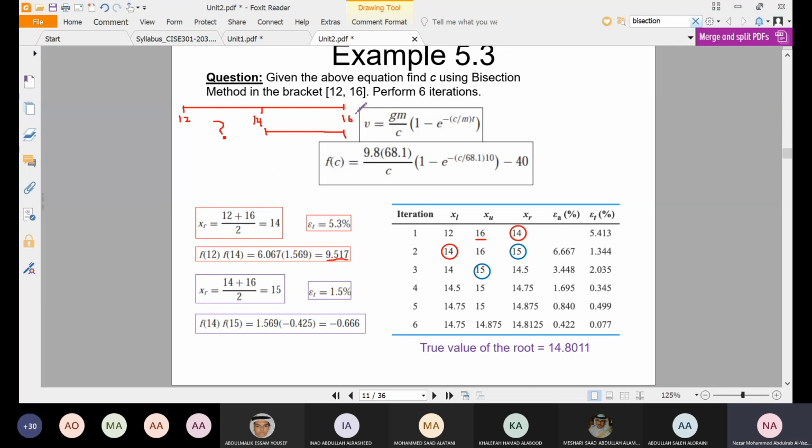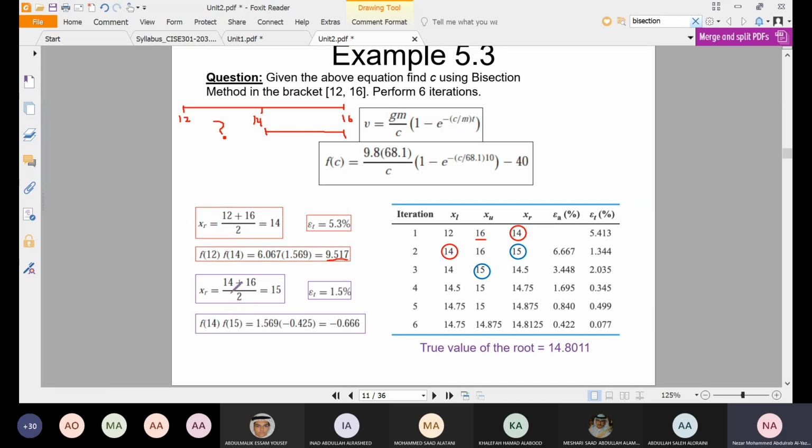You can see we keep the same upper limit, but now the lower limit I will replace by the midpoint, because I don't want this one. So the lower limit for the second iteration I will replace by the midpoint. Now this is the lower limit for the second iteration, and this is the upper limit. I will take 14 plus 16 over 2. This will be 15.